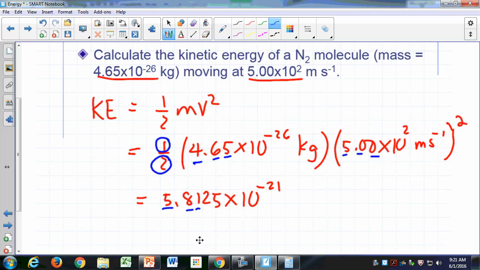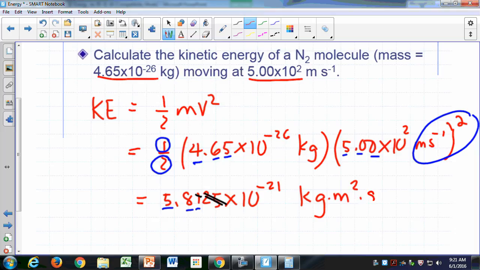So I have to drop the 25 here. And then don't forget your unit. This should be kilograms, and then meters squared, times second to the negative 2. So kilogram meter squared per second squared. Or you can rewrite that as 5.81 times 10 to the negative 21 joules. Okay?